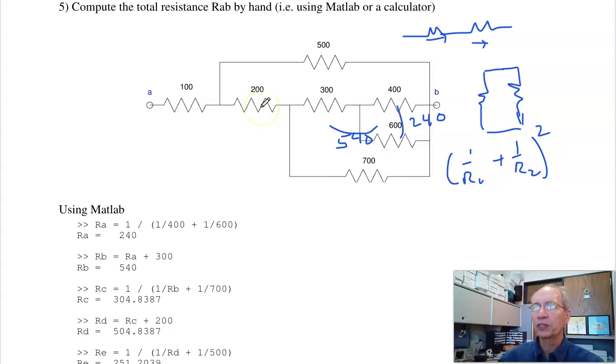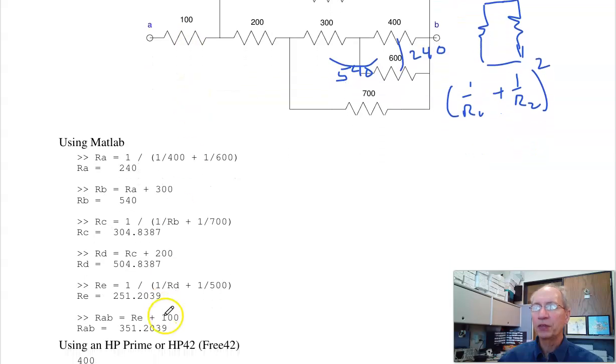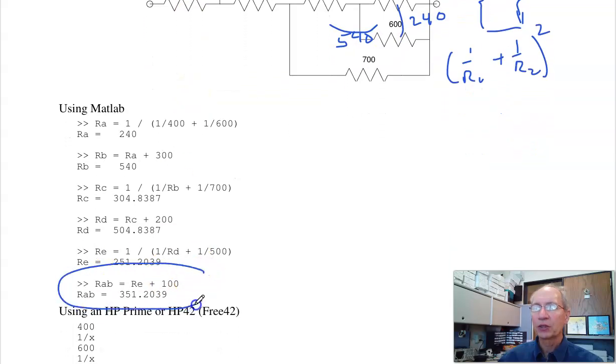In series with 200 gives you 504. In parallel with 500 gives you 251. In series with 100 gives you 351. So there's the answer.